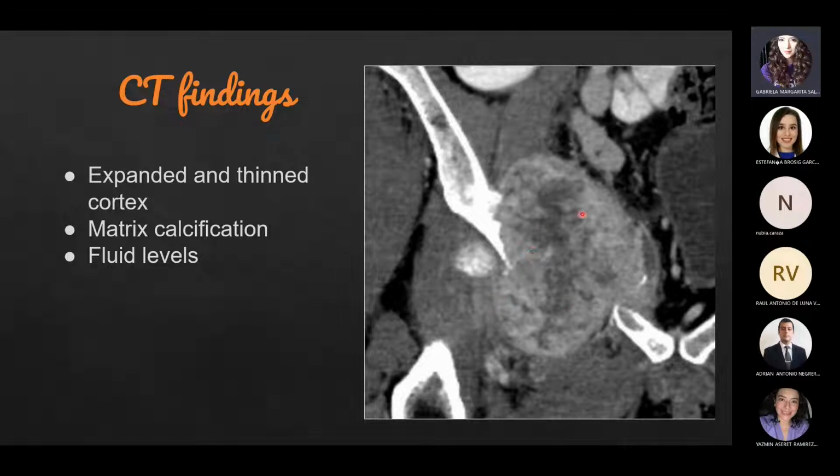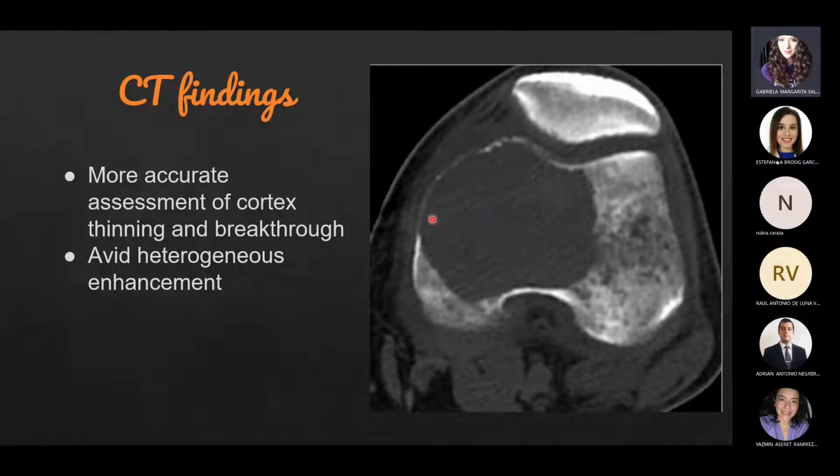And we can also see fluid levels that we're not going to see in the X-ray. The fluid levels can be talking about intratumoral hemorrhage. And these are the characteristics in the CT. Here we have another CT where we can delimit, or we can see more, the cortex thinning and the breakthrough of the tumor.